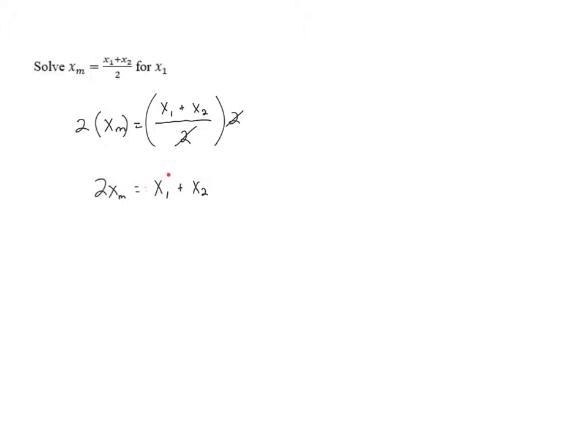Now, our goal is to get the x1 or x sub 1 alone, so we need to get rid of this other term, and we can do that by subtracting x2 from both sides. On the left, this gives us x1 by itself because the x2's cancel. And then on the right, these are not like terms because these variables have different subscripts, so that makes them different variables. So we're just going to have 2x sub m minus x sub 2, and this is our final answer.